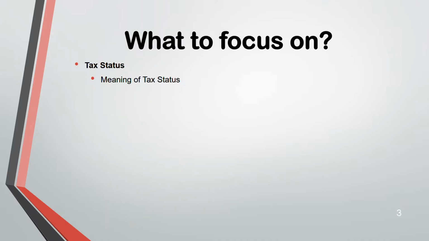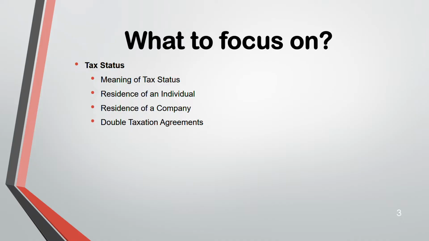Next, tax status. Very important is the tax status. What is the residence of that individual? Are you a UK resident or an overseas resident? What is the residence of a company, if you are a company? Are you a UK company or an overseas company? Very important from the point of view of tax, because based on that, you will be charged UK tax or exempted. Next, double taxation agreement. Then UK tax, how it is administered.